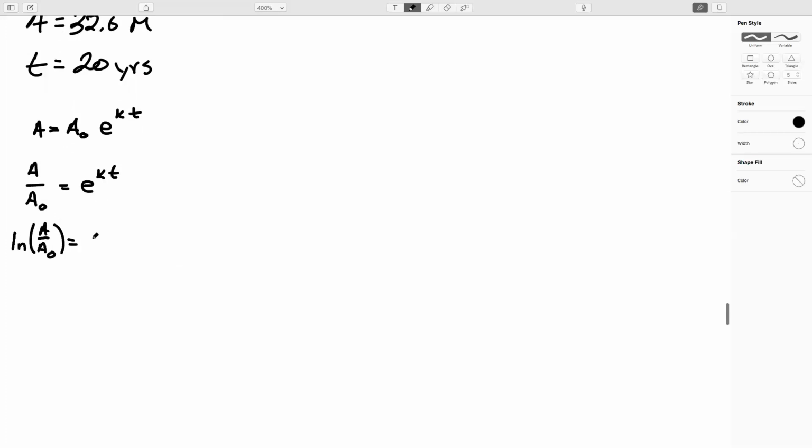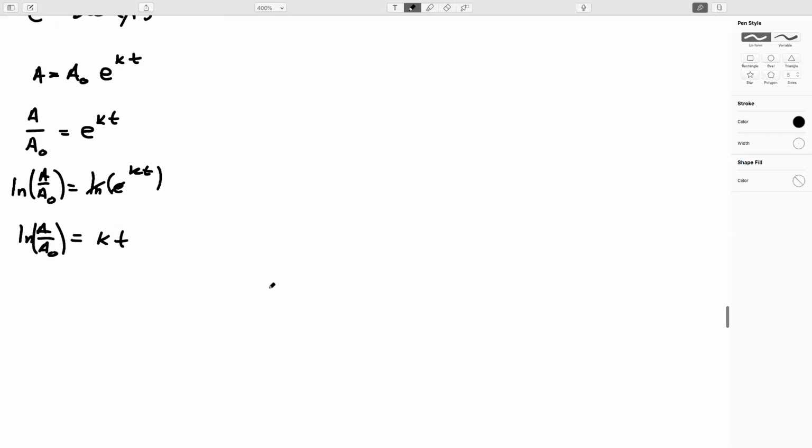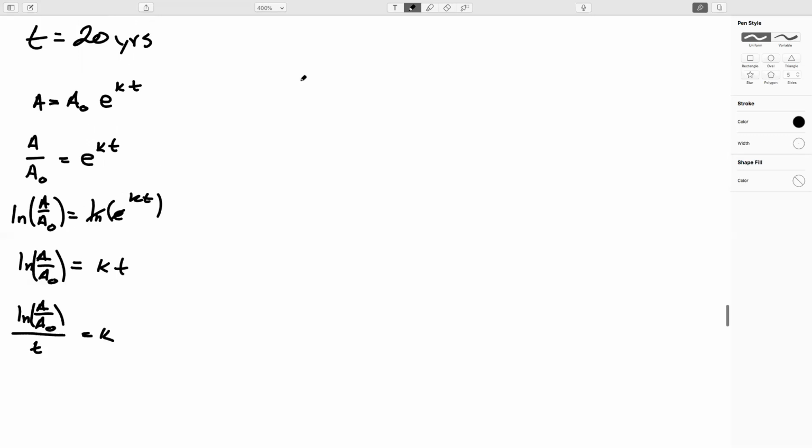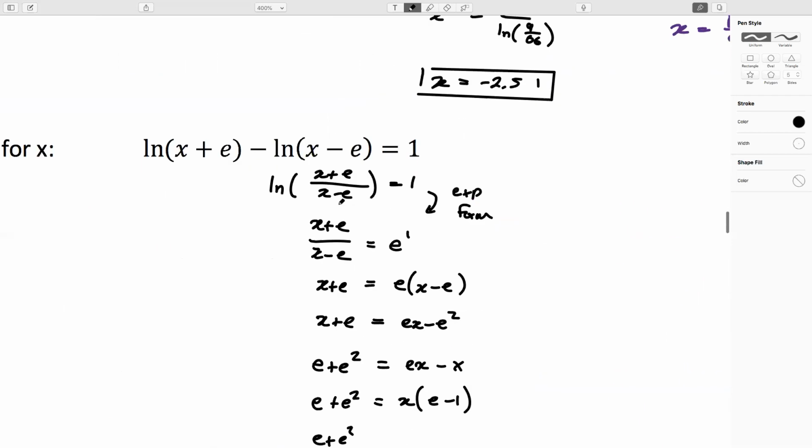ln of A over A naught equals ln of e to the kt. What that means is ln of A over A naught equals kt, or ln of A over A naught divided by t equals k. This is the formula we derived on the page where we defined this equation. So we've already got this formula. It's right here.